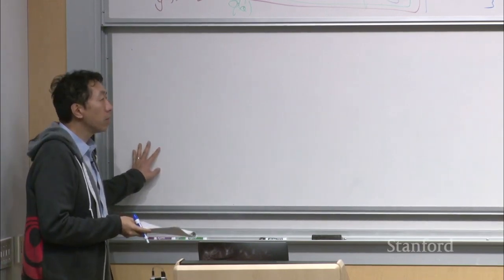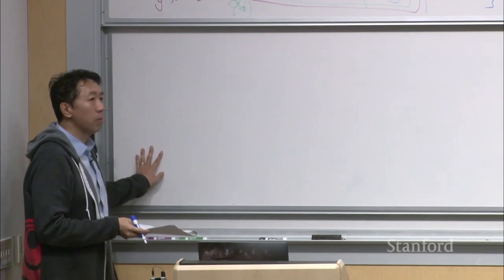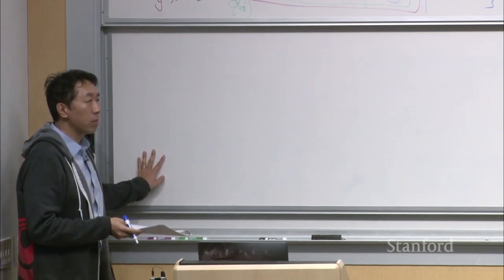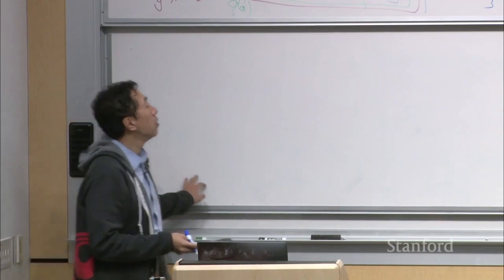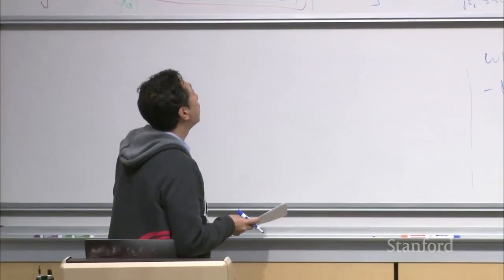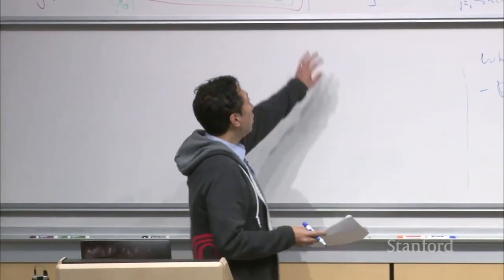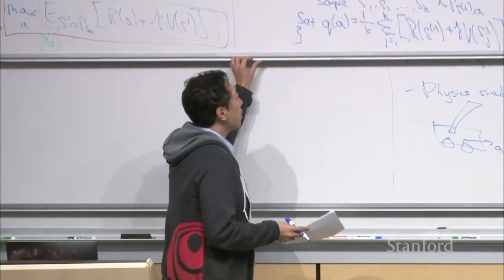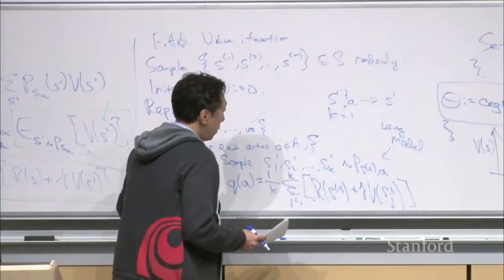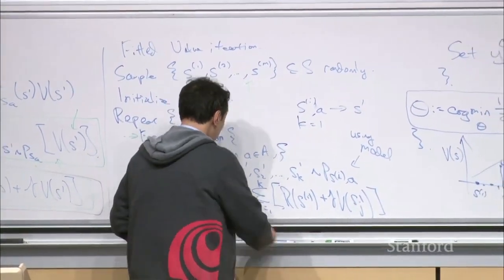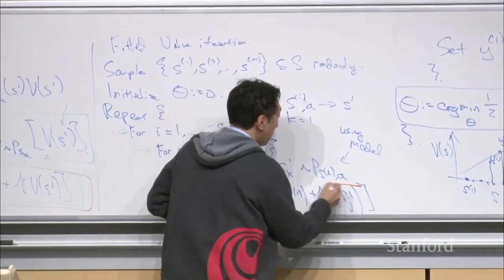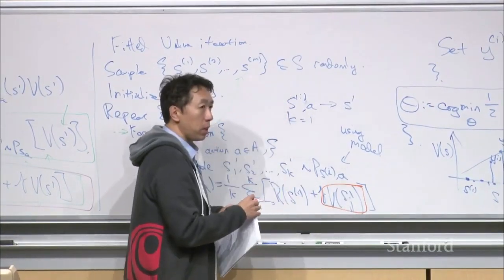In the value iteration, where are you getting the S prime J from? Is that from the parameters, or is that from the currently estimated data? Oh, I see. Yes, thank you. So in this expression, where do you get V of S prime J from?